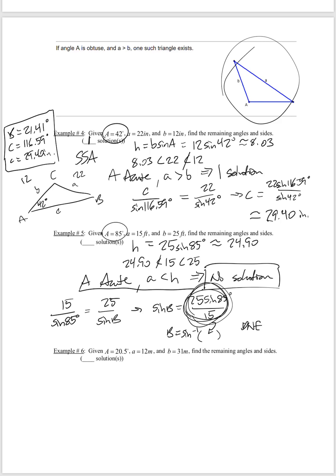We saw one example with one solution, one example with no solutions. So this example I'm going to say probably has 2 solutions, just to give you the full range of the possibilities. But let's check. So we check h, is that less than A, which is less than B? So h equals B times the sine of angle A. Plug that into a calculator, I get about 10.86. Is 10.86 less than 12, less than 31? Yes. So what that means is that there are 2 solutions, 2 possible triangles.